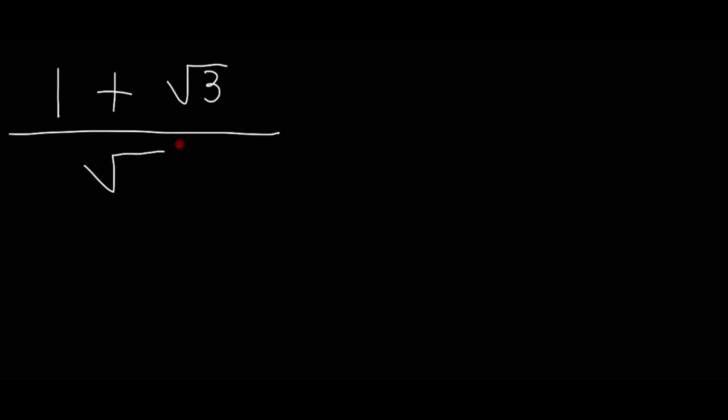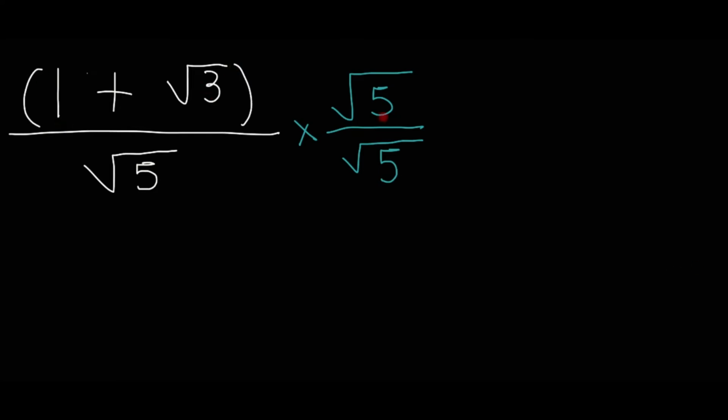And then let's say we have 1 plus root 3 divided by root 5. So the procedures are the same thing. I will multiply the top and the bottom by this side. And then from there we multiply the numerator. So we will have 1 times root 5, and then 1 times root 5 will give root 5, and then root 3 times root 5.